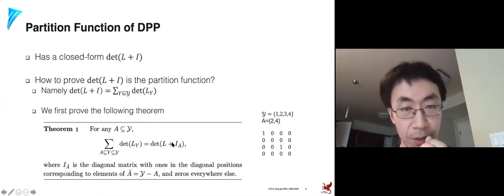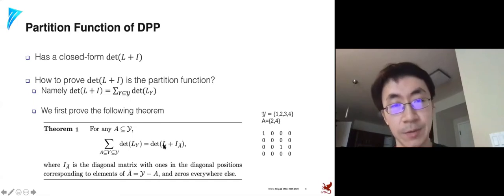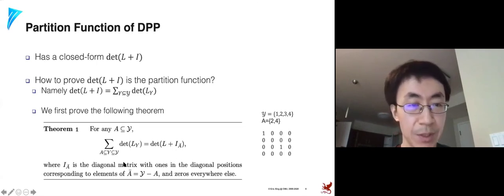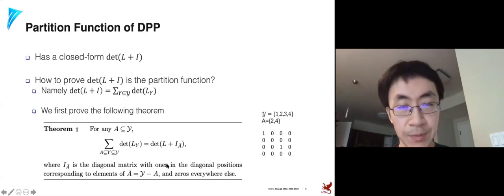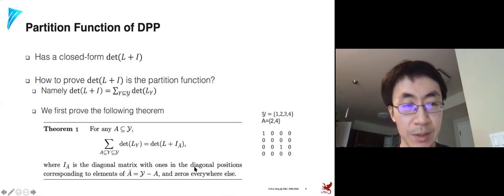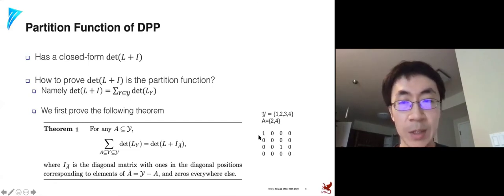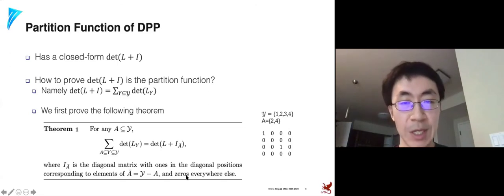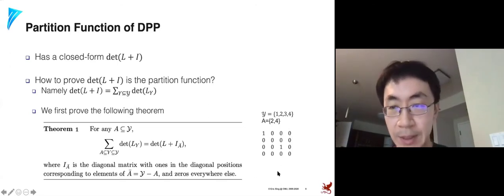And this summation equals the determinant of this matrix L, the full gram matrix, plus this matrix I A bar. The I A bar matrix is defined in the following way. First, it is a diagonal matrix, where on the diagonal, the position of the ones correspond to the elements of the complementary set of A, and this matrix has zeros elsewhere. Let's see an example.